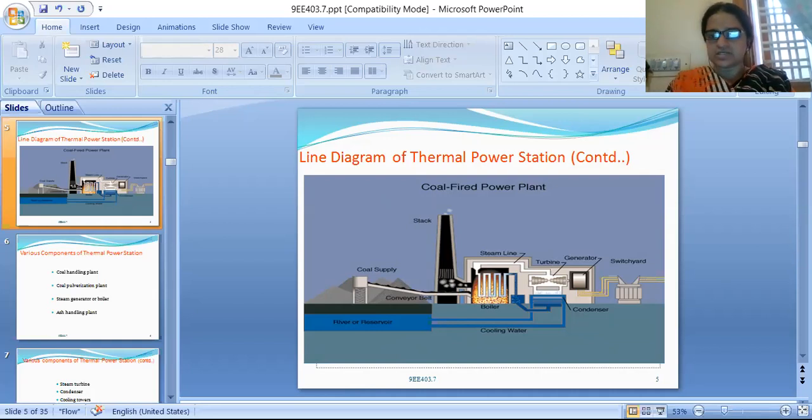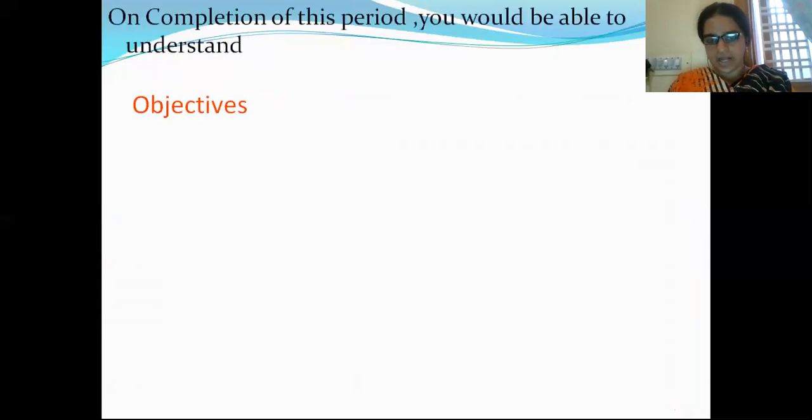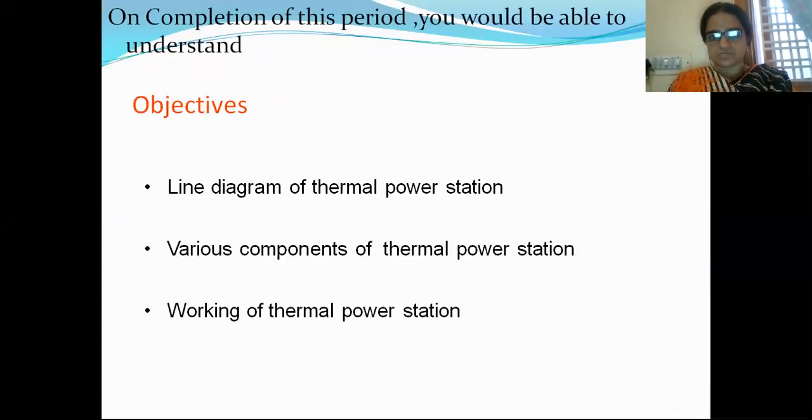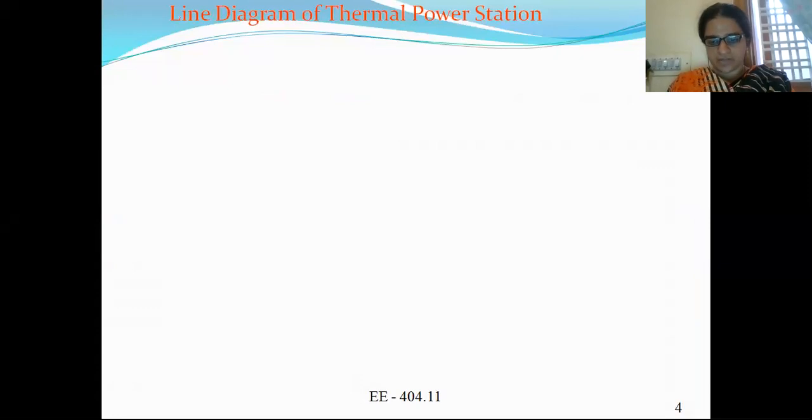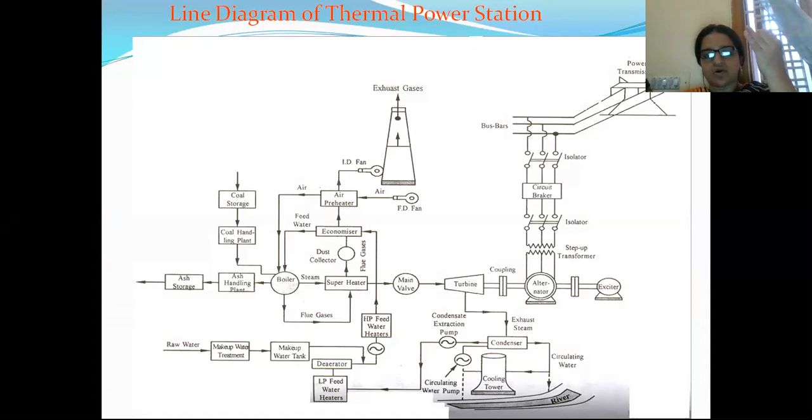In the last slide I have not explained about the air preheater, superheater, forced draught fan and induced draught fan. I will deal with those topics so that we will have clarity on the line diagram of the thermal power plant. I have not covered the air preheater, economizer, forced draught fan and induced draught fan. Let's see what the induced draught fan is. First I'll start with the induced draught fan.